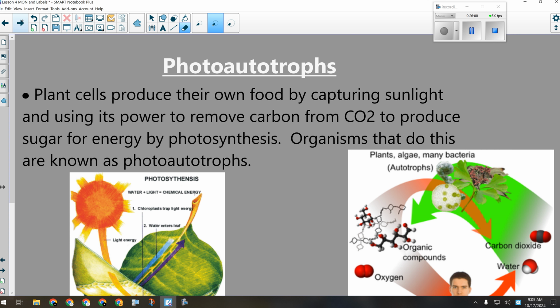Now anything that's photosynthetic is a photoautotroph. We talked about chemoheterotrophs, chemical other feeder. These are light self feeders. Photo meaning light, auto meaning self, troph meaning feeder. So light self feeder.